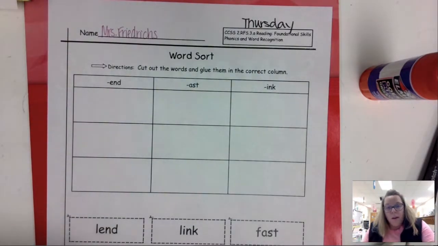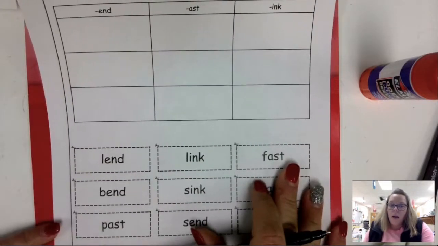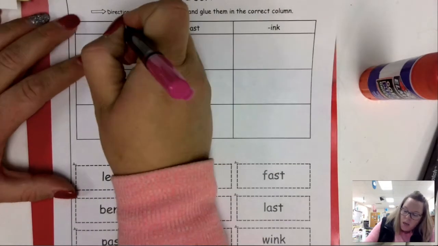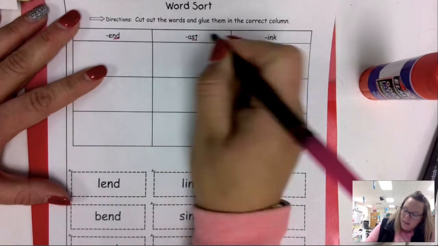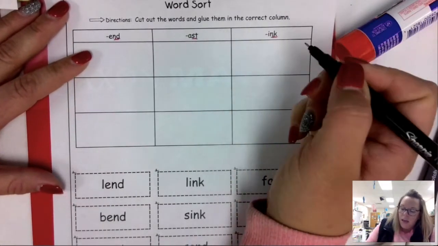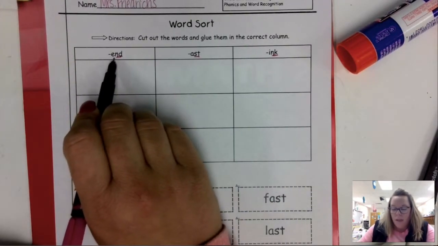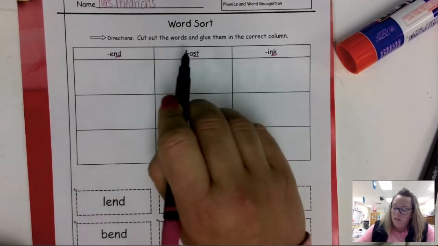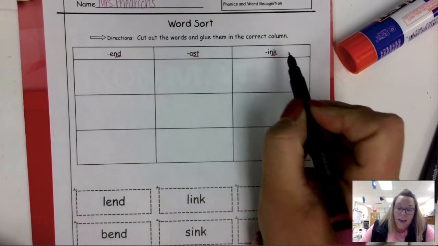And what we want to do is remember that these are our spelling words for the week, and they have end blends in them. ND says nd, ST says st, and NK says ink. So then you have words that have a vowel that ends with END, end, and AST, ast, and INK, ink.